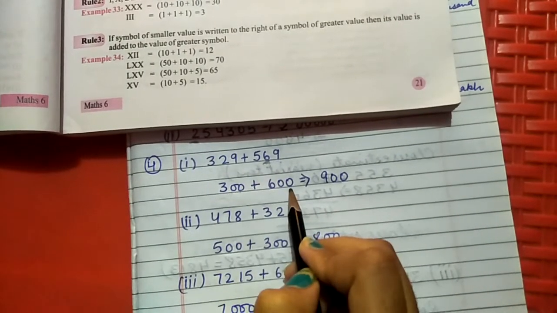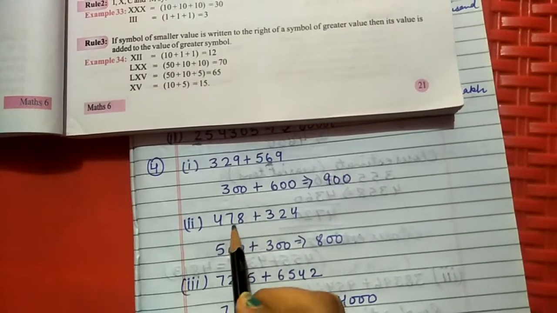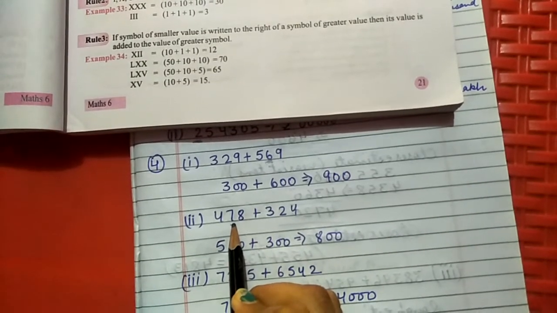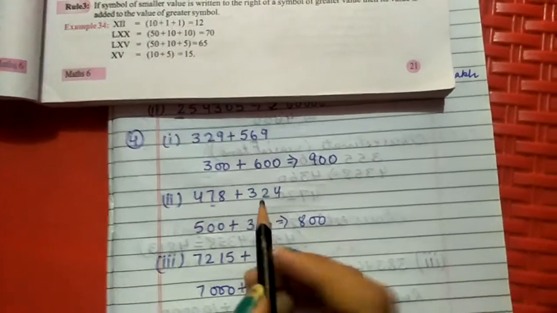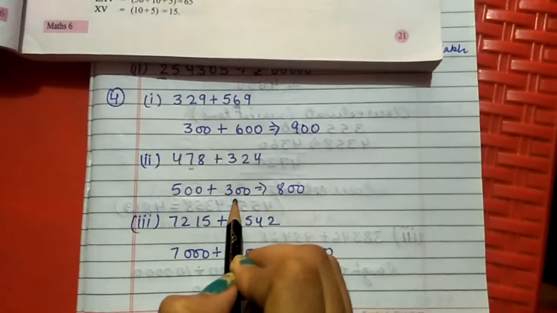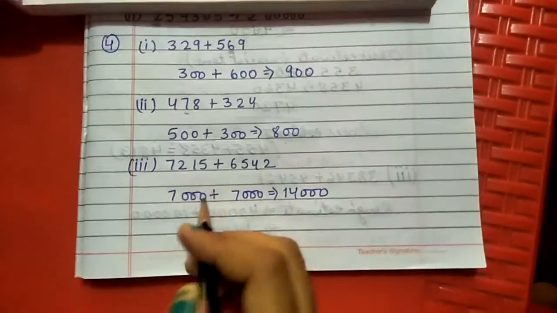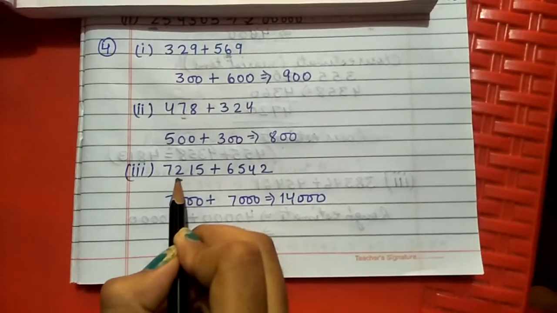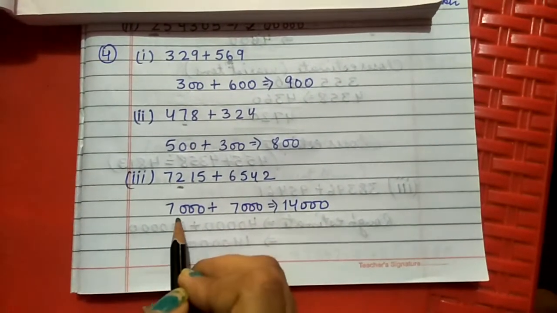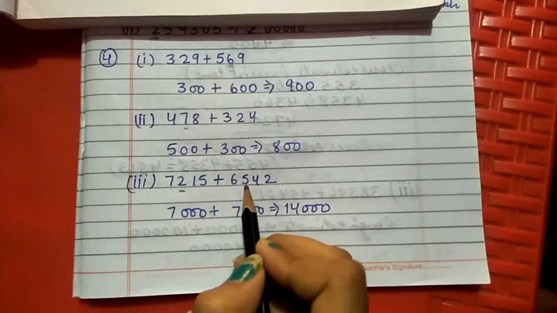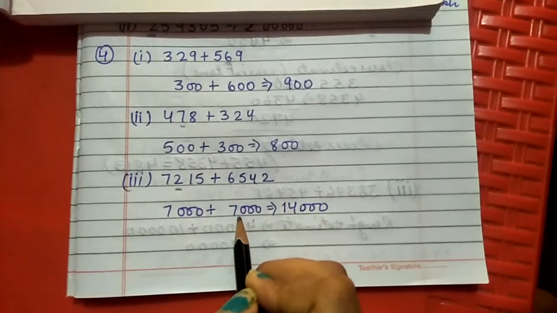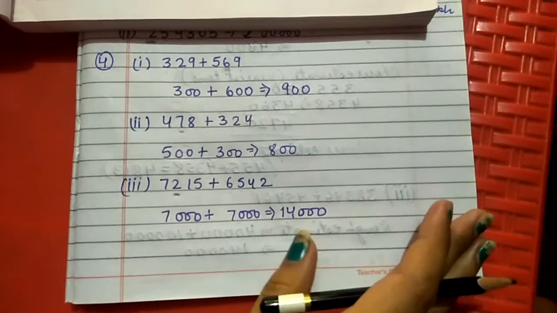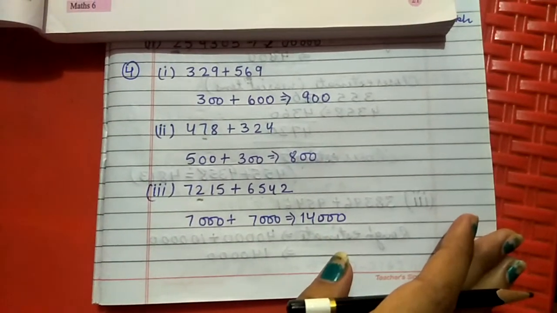So 300 plus 600 plus 90. Same in this: 7 is more than 5, so this becomes 500. This is less than 5, so it becomes 300, and the addition is 800. Now in this one, the digit is less than 5, so there is no change and the other digits become 0. And in this the digit is 5, so this becomes 7, and 7,000 plus 7,000 will give you 14,000.